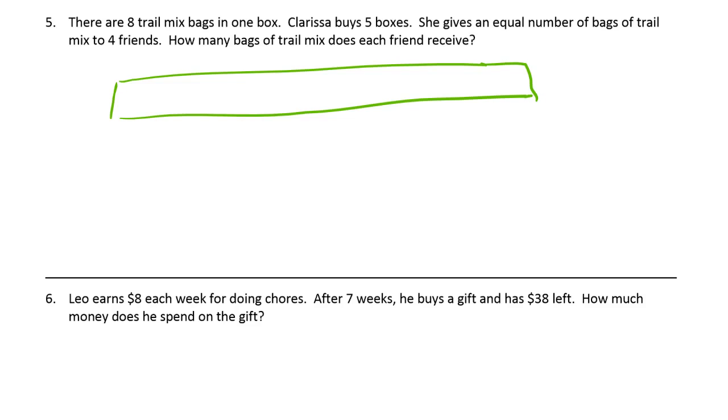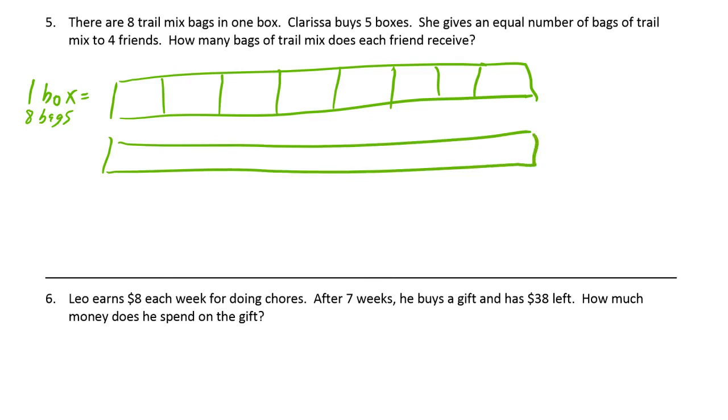So there are 8 trail mix bags in one box. 1, 2, 3, 4, 5, 6, 7. So there's 8 bags. This whole thing is one box. And now she buys 5 boxes. You could do this whole thing without even doing any multiplication if you just draw tape diagrams and count. Really. So if that's a box, we could just label it. Here, we could do this. Just to show you what tape diagrams can do for you. That's one box equals 8 bags. You could do this whole thing in one step if you just draw the picture. Otherwise, you're going to have to do 2 steps.